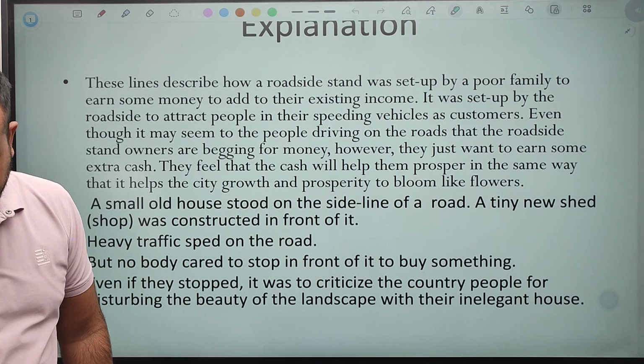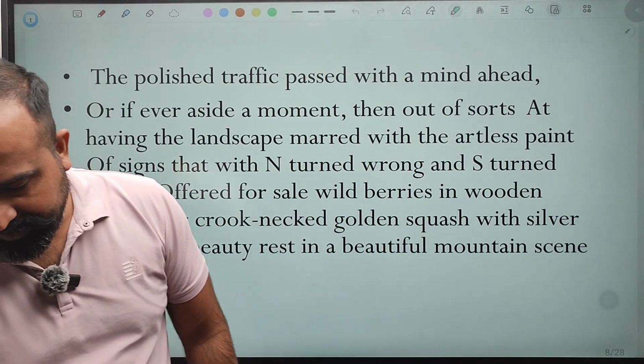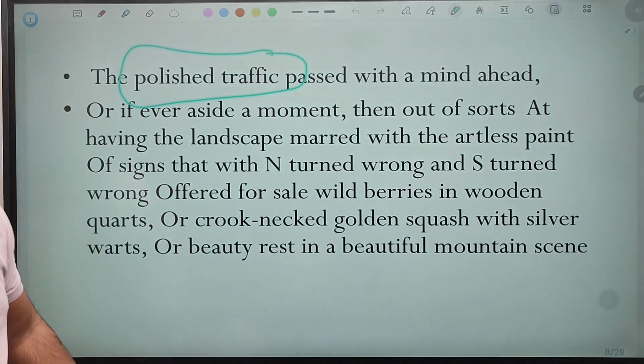We will see now. Stanza number 2. The polished traffic passed with a mind ahead. Please underline the word polished traffic over here.